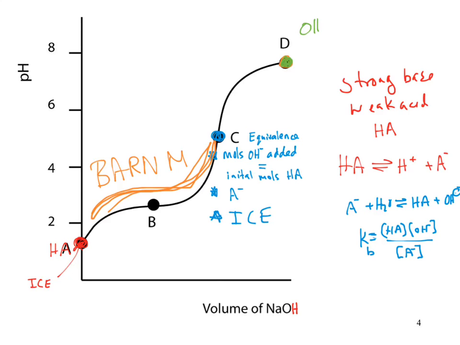For sure we have OH minus, because we've been adding that. What else would we have? A minus. Okay, that didn't disappear in the process of that reaction. It's still present. Okay, as far as deciding how would we solve for the pH at that point, okay, what could we do?